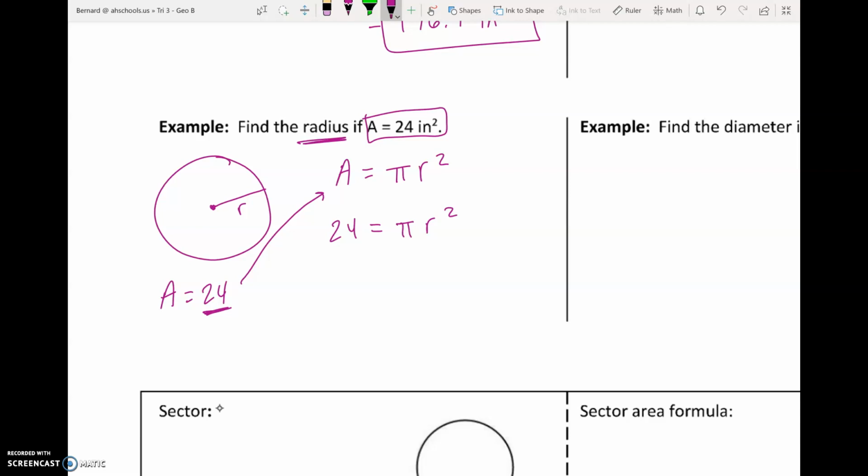And so for me to solve for r, I want to get r squared by itself, and then I take the square root. So I need to divide both sides by pi. And then my pi's will cancel, and on the right, it'll leave me with r squared.